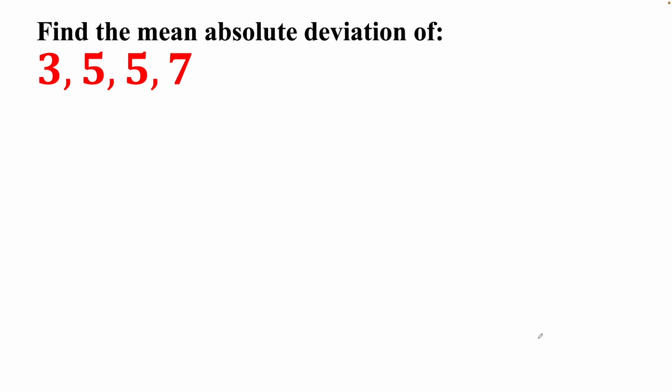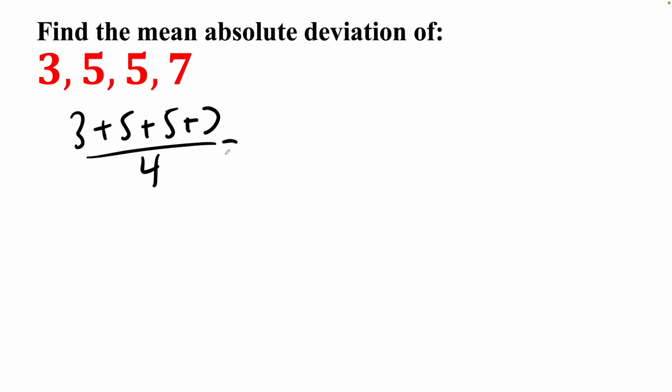Now this is the next problem, and I recommend pause the video here and attempt the problem. Same idea, 3 plus 5 plus 5 plus 7. How many numbers? 4. What we're calculating here is the mean. The top, if you add them, you get 20 divided by 4 is 5. This right here is the mean.